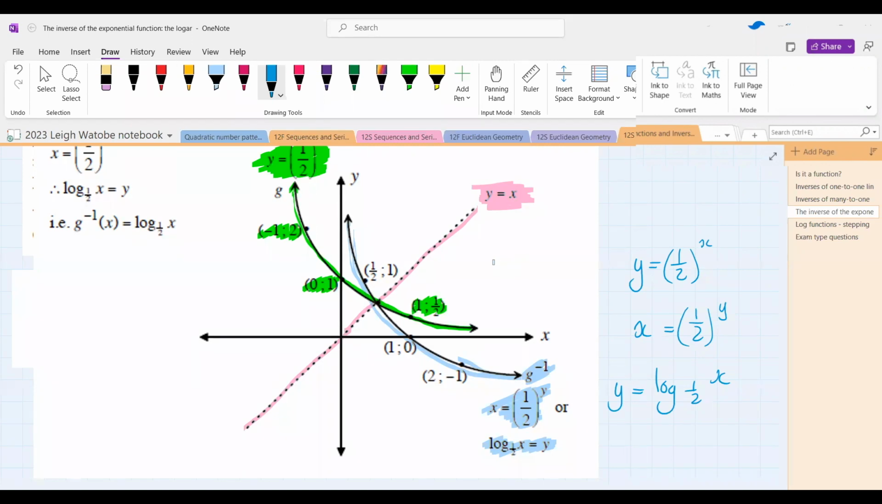Again, what was our domain is now our range, and what was our range is now our domain. In the green graph, the x-axis was our horizontal asymptote. The blue graph does not have a horizontal asymptote. It's now got a vertical asymptote. As far as our domain and range are concerned, here we would say x is an element of the real numbers, y is greater than 0. Over here, we would say x is greater than 0, and y is an element of the real numbers for the range.